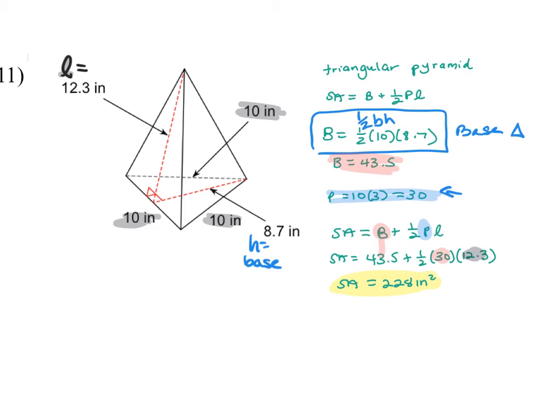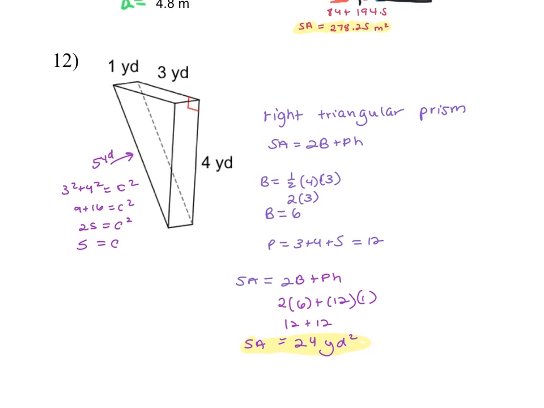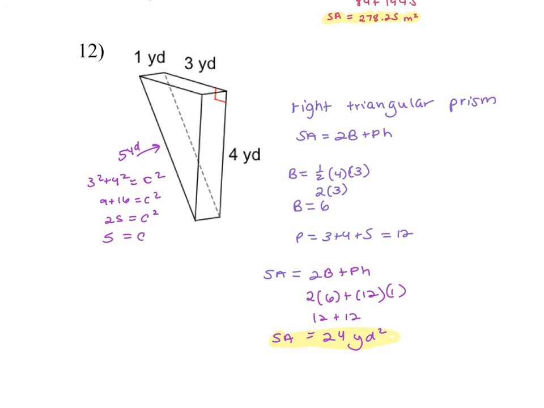And then one last question. This is a right triangular prism. Now this one is not sitting on its base. The base is actually either this back right triangle here, or you could look at it as the front one. This is also a right triangle. I could put the little right angle here. Now, we know that this is 3 and this is 4.